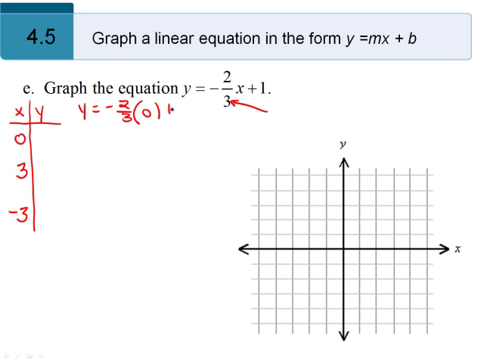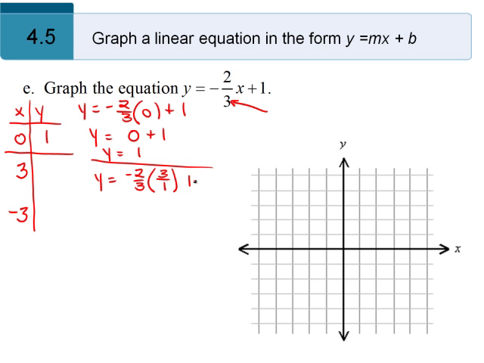So we have y equals negative 2/3, and we're going to put in 0 times 0 plus 1. Well, negative 2/3 times 0 is 0, plus 1, so y equals 1. So there's our first ordered pair. No fractions. Yay! Okay, now we plug in 3. So I'm going to put negative 2/3, and I'm going to put my 3 over 1 so that I can see the fractions there.